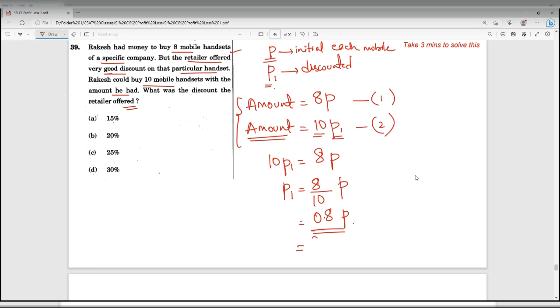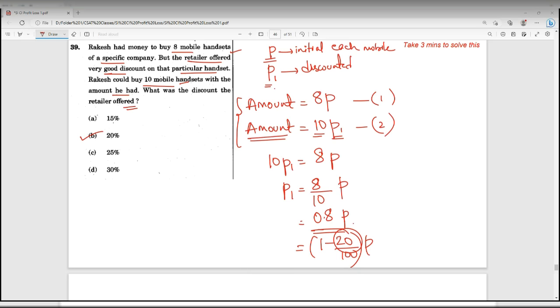This can also be written as 1 minus 20 by 100 into P. So this is a 20% discount. So he got a 20% discount, and hence he could buy 10 mobile handsets. So the correct answer is option D. I hope this is clear. If you have any doubts, please ask.